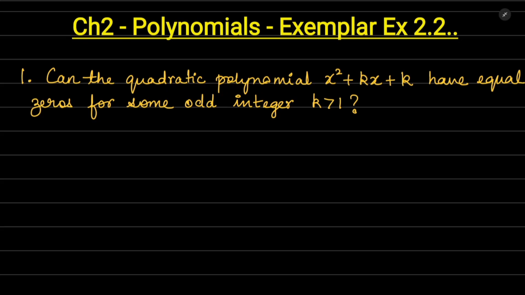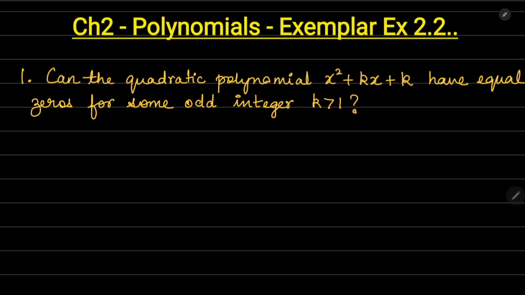This is exercise 2.2. We covered 2.1 in the previous video. Please do check out if you haven't. Let's get started with today's exercise question. Question number 1. Can the quadratic polynomial x square plus kx plus k have equal zeros for some odd integer k greater than 1 is the question.